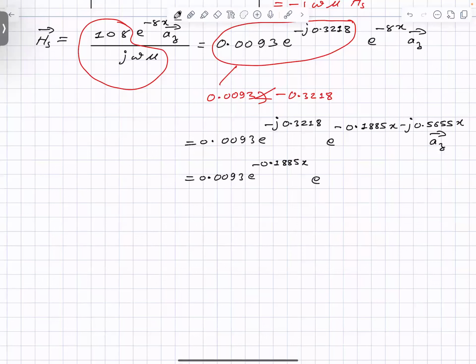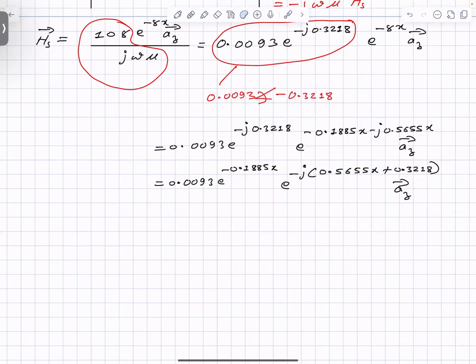And then combine the complex exponentials. So we have minus j 0.5655x plus 0.3218. It's a lot of steps, but if you look at every single step, it's pretty straightforward. So any question about that?